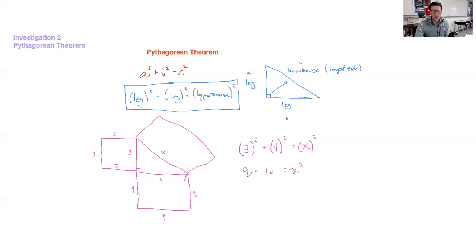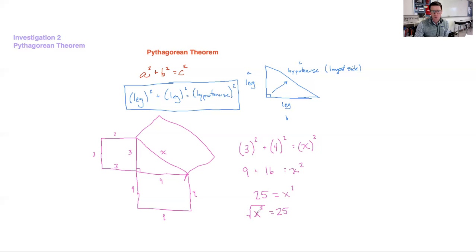All right, we can continue. Let's gather some like terms here. 9 and 16 is 25. So we know that x squared equals 25. I'm going to flip this and say x squared equals 25. But we're trying to find x. And so we're going to apply a math trick for morons. To undo squaring something, we're going to square root it.